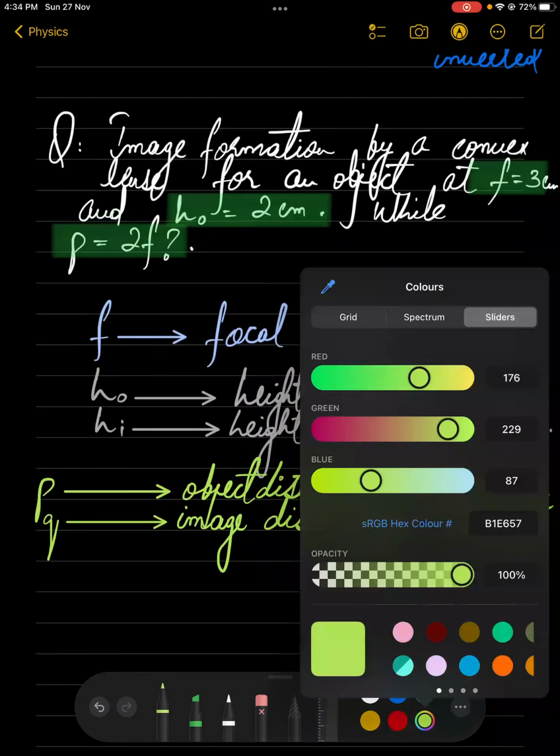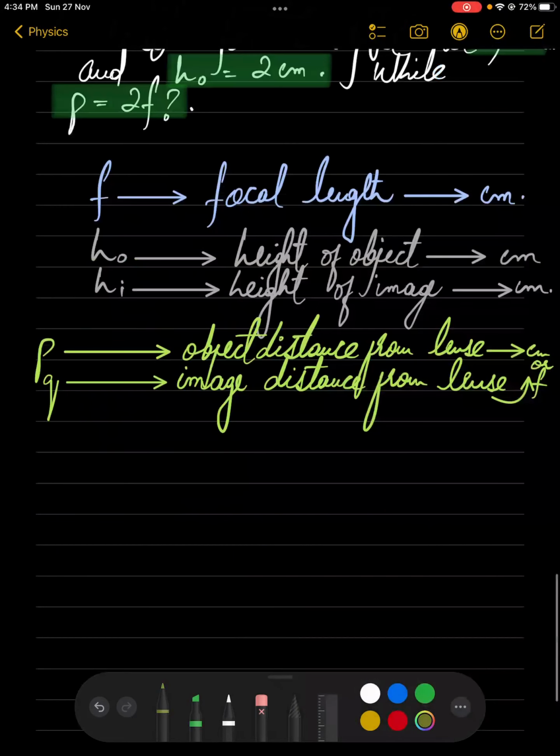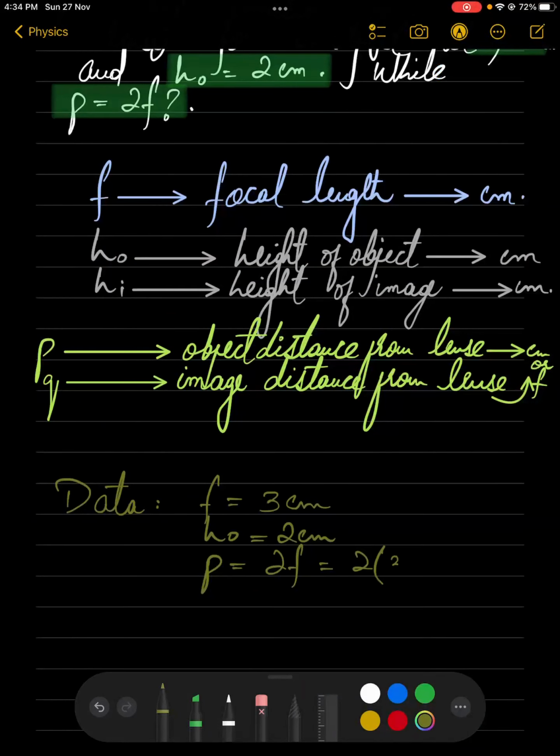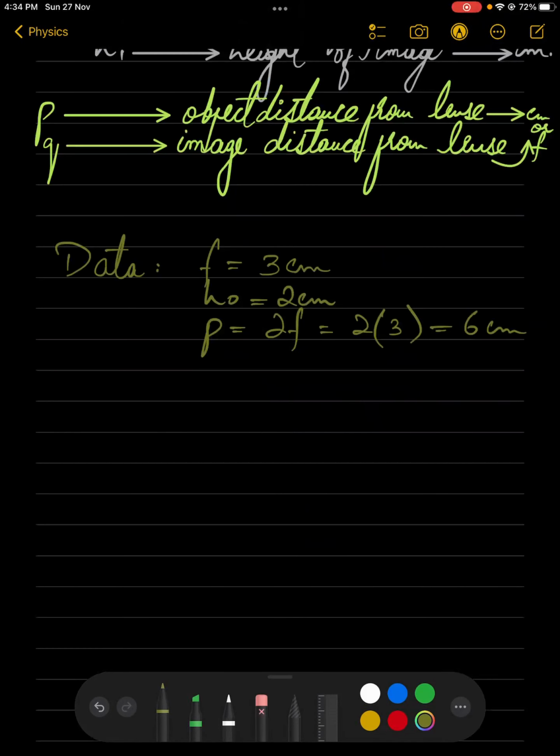So let's say we have some data given here that the focal length is 3 centimeters, the height of object is 2 centimeters, and the value of P is 2F. Now 2F means that I'm going to multiply 2 with 3, because F was 3, and I'll have 6 centimeters as my object distance. Now what you will understand from here is very important, and for that you first need to put your pen down. You first need to understand what I am going to explain to you people, and after that you will make your image once I'm done explaining.